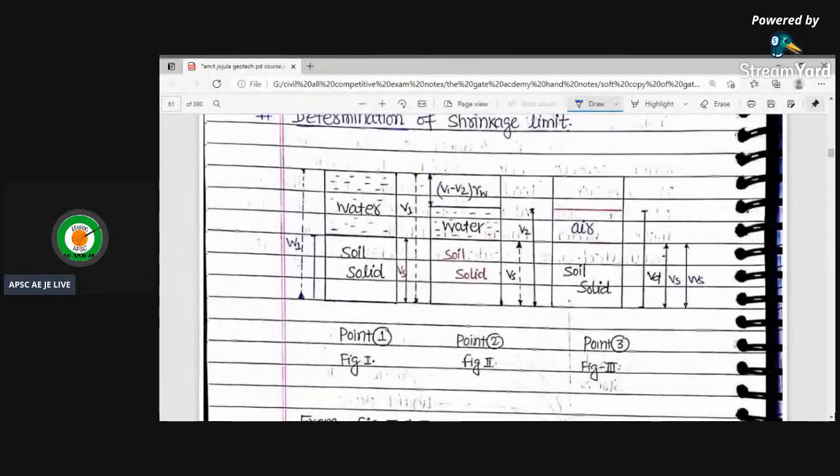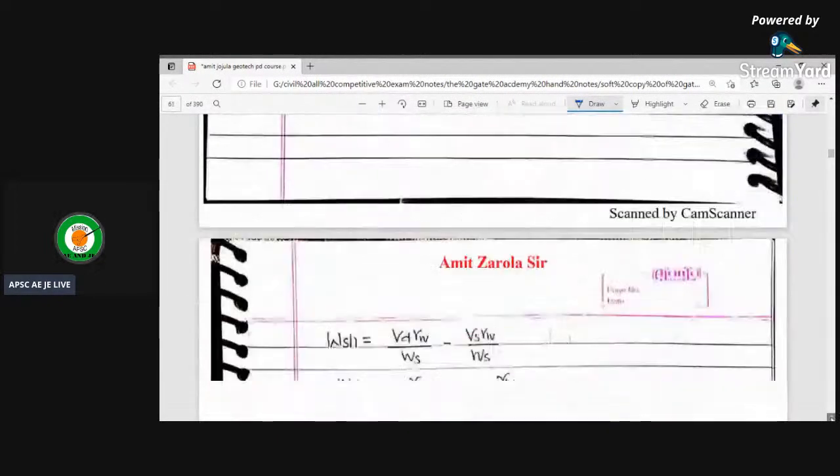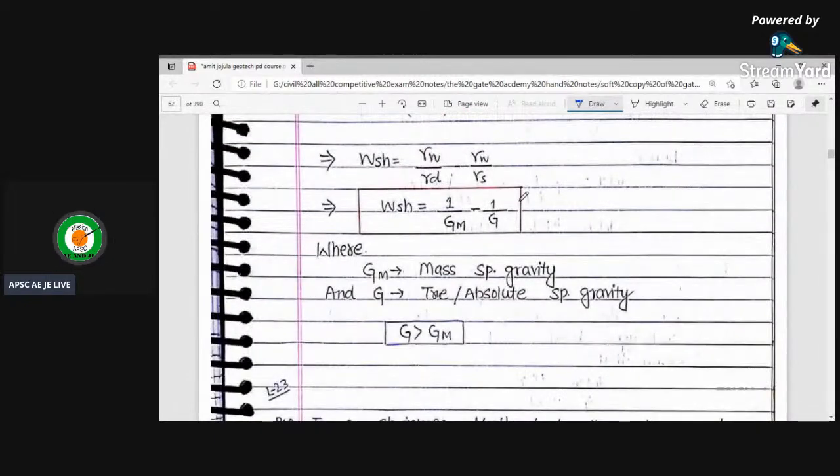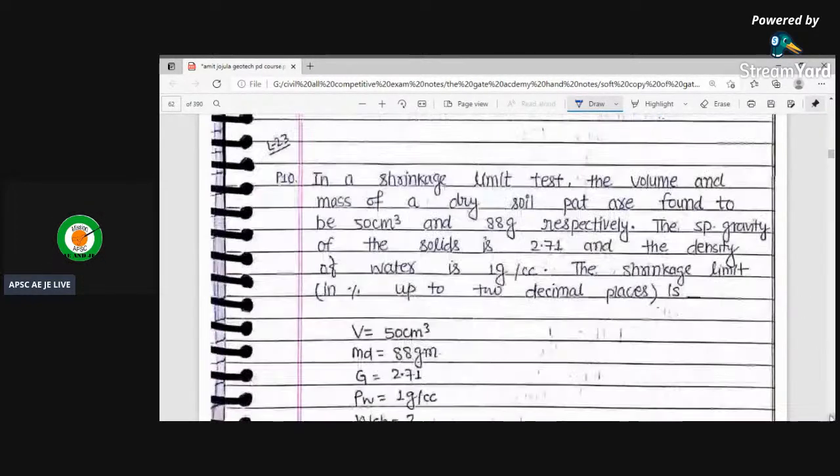Next, some determinations of shrinkage limit. These are not important for APSS exam. Just try to remember the formula of shrinkage limit. So WS is nothing but shrinkage limit, যদি আপুনি ফৰ্মুলাটো চাই, 1/Gm minus 1/G. Okay, where Gm is nothing but mass specific gravity and G is nothing but absolute specific gravity. Okay.